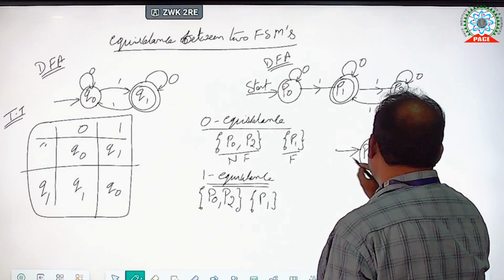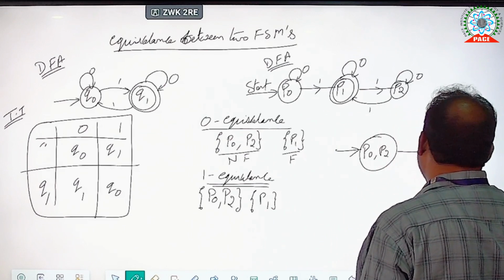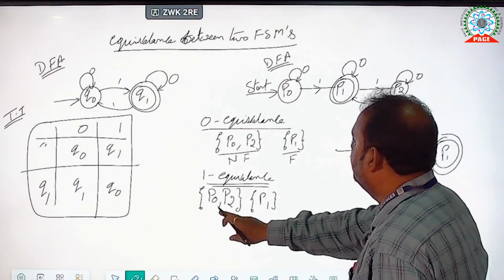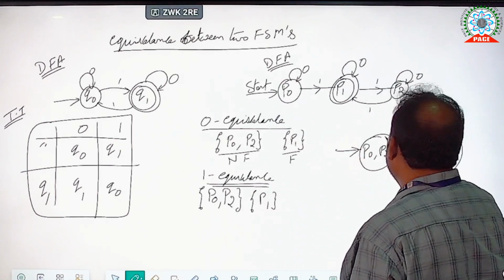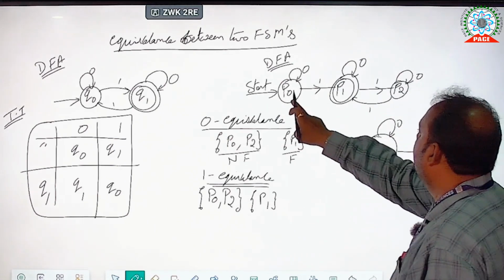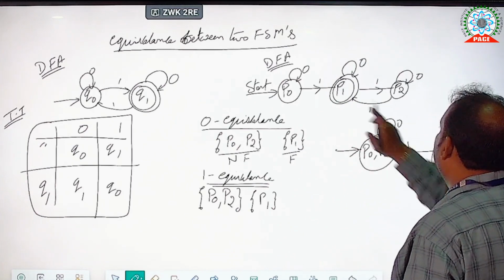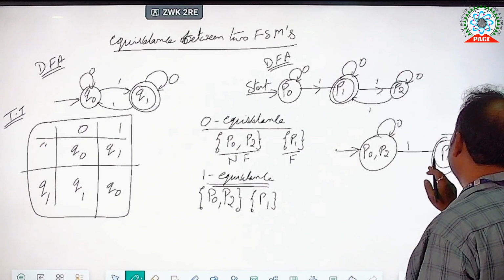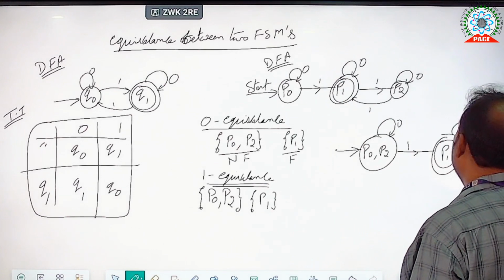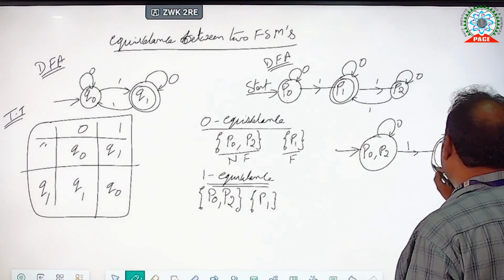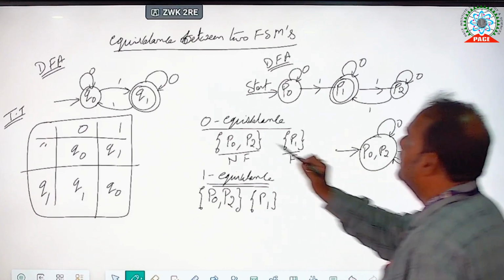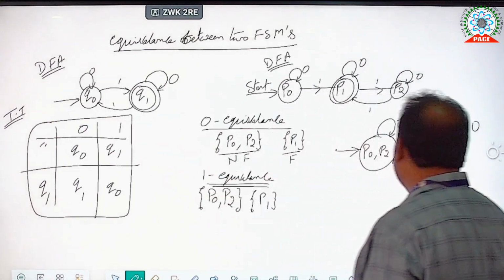From P0 to P1 it reaches, and P0 has a self transition on 0, and P2 has a self transition on 0. On 1, P0 reaches P1, and P2 also reaches P1 on one transition. Then P1 has a self transition on 0, and on 1 it reaches P1. So these are equal because here we have two states, Q0 and Q1, and here also two states, P0 P2 and P1. Here it follows the DFA rule, and here also it follows the DFA rule.